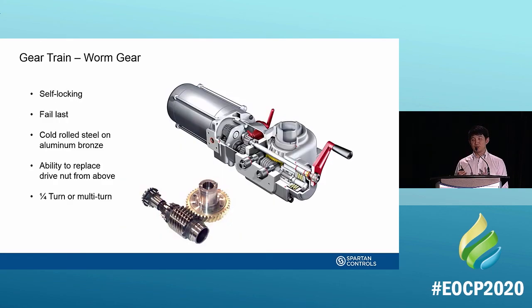Now, it's important to understand the gear train, the mechanical components of your electric actuator. Generally, you want to have a worm gear train, and that's because it's an inefficient gearing. It can't be back driven. So if you lose power, the actuator will just stay in the same position. So it'll be truly fail last.